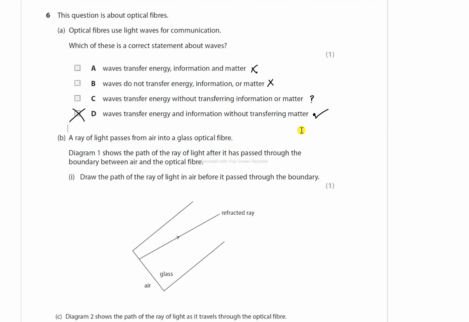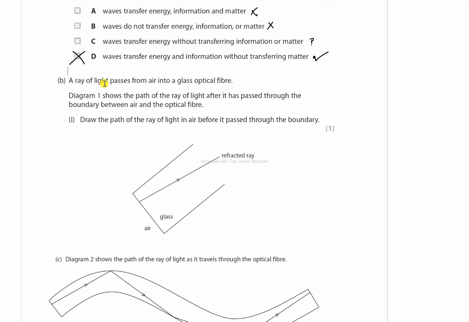Right, a ray of light passes from air into glass. So this is low optical density to higher optical density.